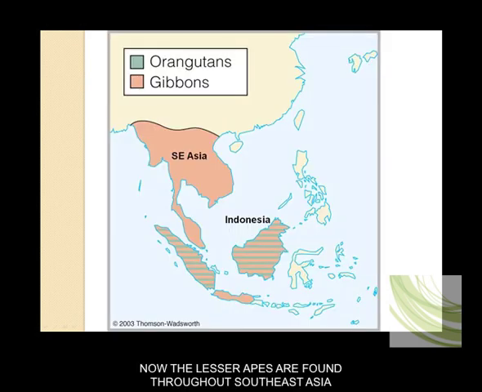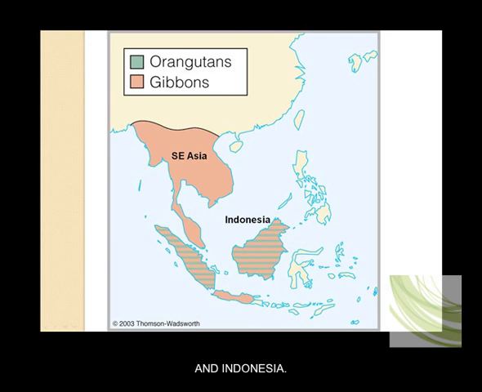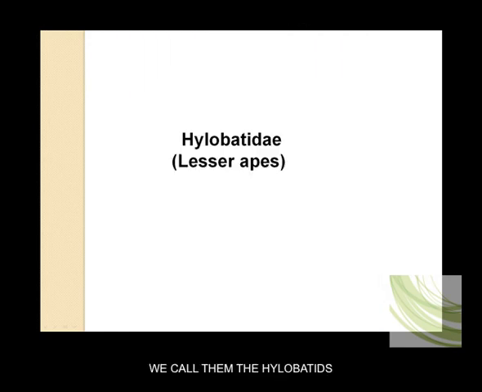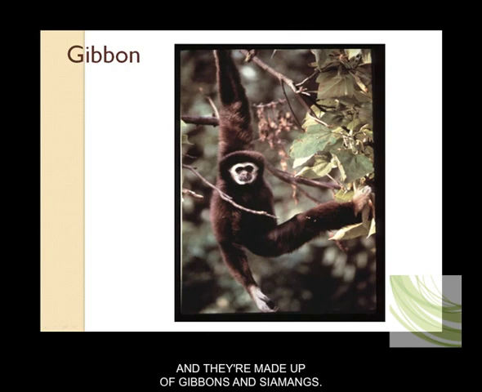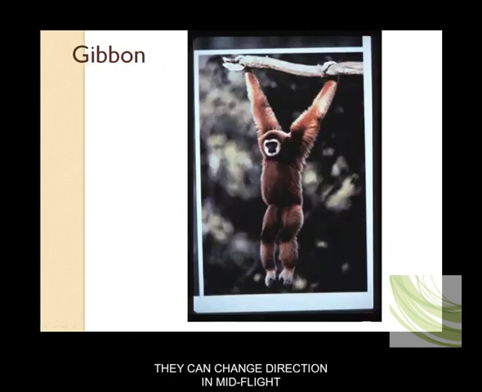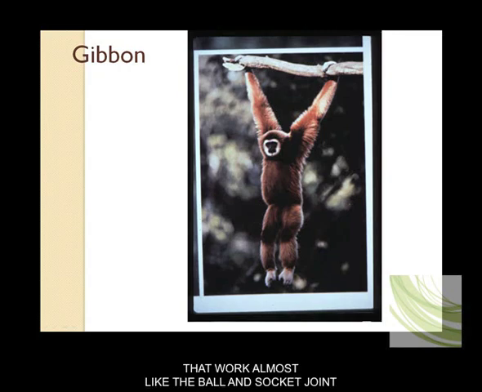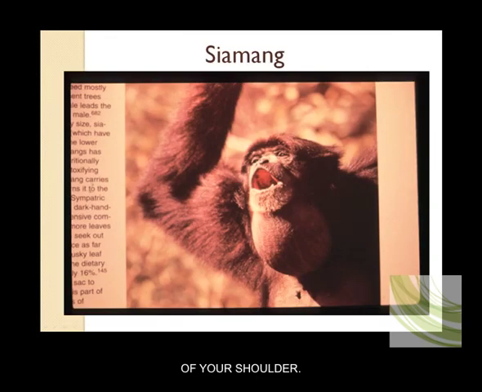Now, the lesser apes are found throughout Southeast Asia and Indonesia. We call them the hylobatids, and they're made up of gibbons and siamangs. Here we have an example of a gibbon. Note the long arms. These are our champion brachiators, the arm-over-arm swingers. They can change direction in mid-flight because they have extra mobile wrists that work almost like the ball and socket joint of your shoulder. Here we have a picture of a siamang, and you'll notice that they have a throat pouch that's inflated with air. This allows them to make really complex and very loud vocalizations.